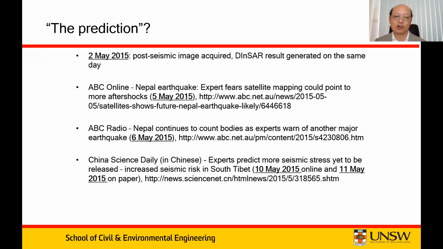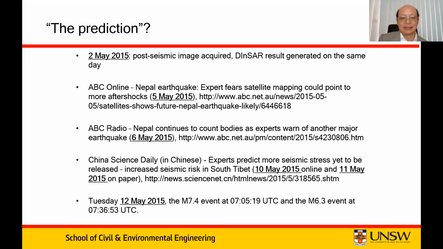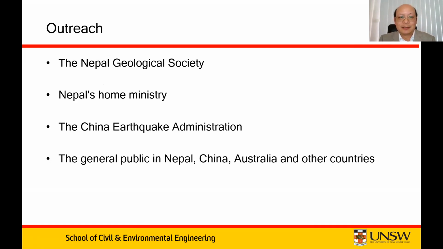And of course, we did our homework, making sure that our calculation is okay, our conclusions are not going too far and so on. So we managed to publicize that both here in Australia, but also overseas as well. And guess what? It was spot on. We managed to publish those on 5th of May, 6th of May, and then 10th of May. And the major aftershock happened on 12th of May. So that's an example of what you can do when you have access to some high quality data and stuff like that.